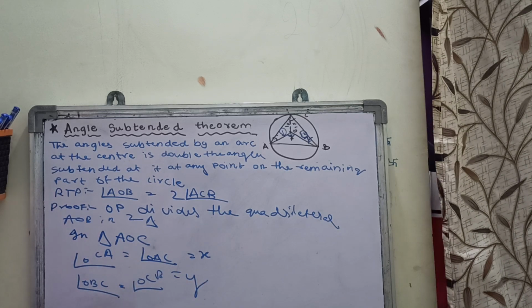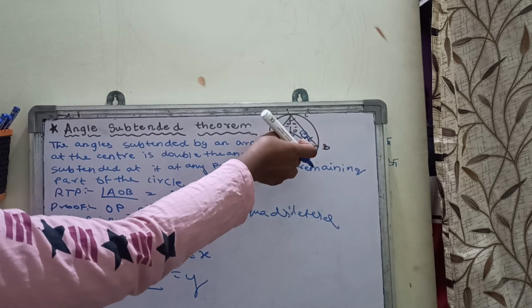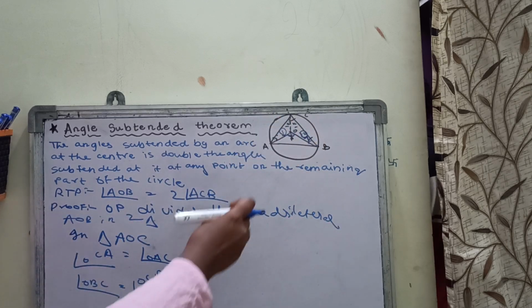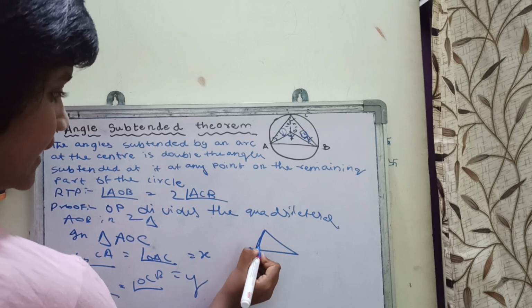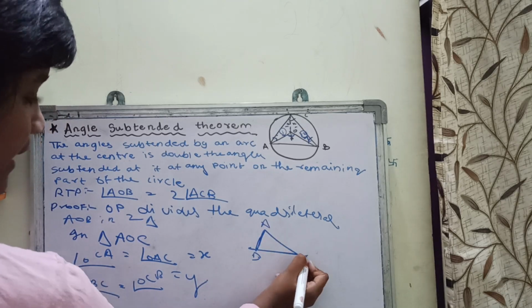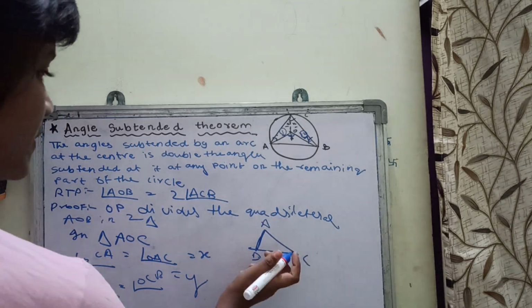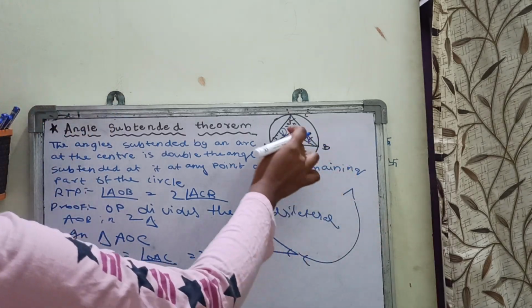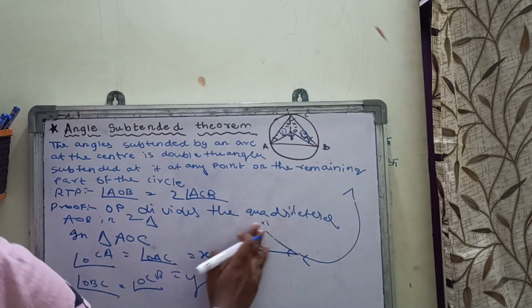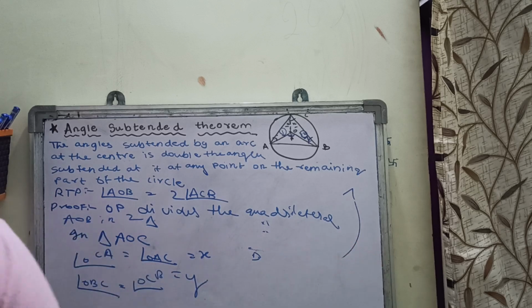Why are we naming that these two are equal? We are saying that these two are equal because the angles opposite to equal sides are equal. Suppose you have a triangle ABC, AB is equal to AC, it means this angle will be equal to this angle. According to this theorem, we are proving that this angle is equal to this angle. Okay?